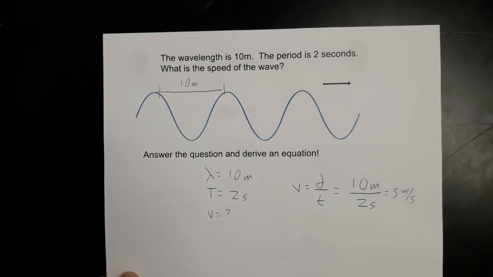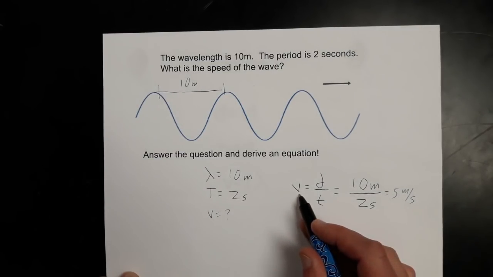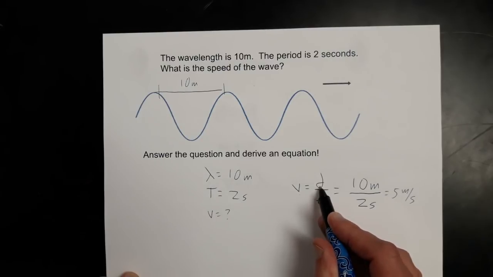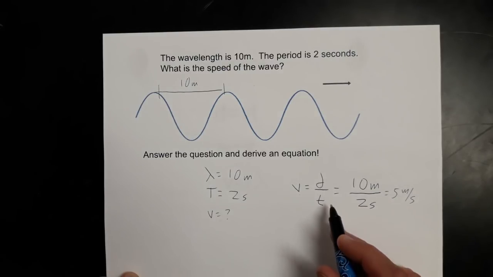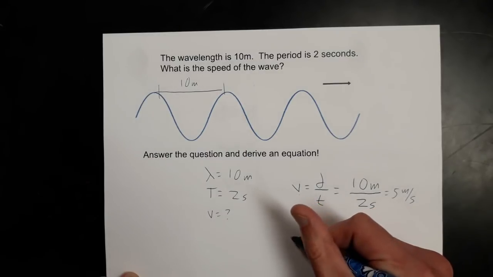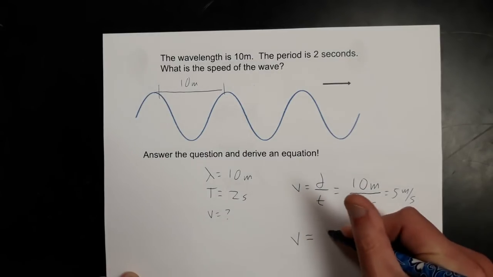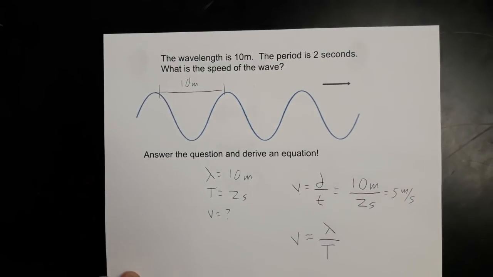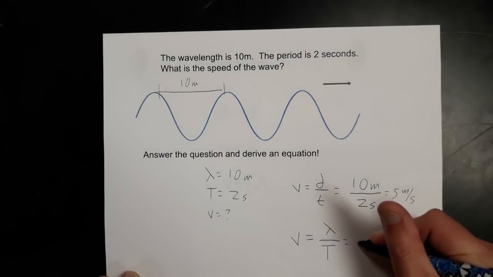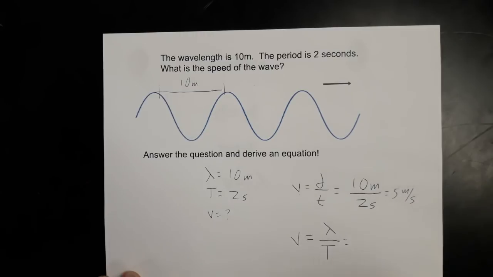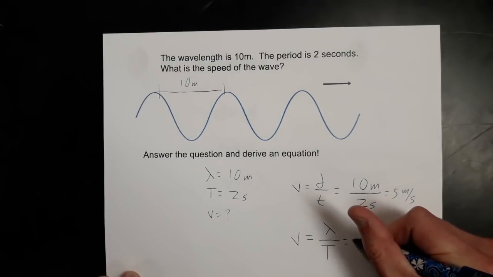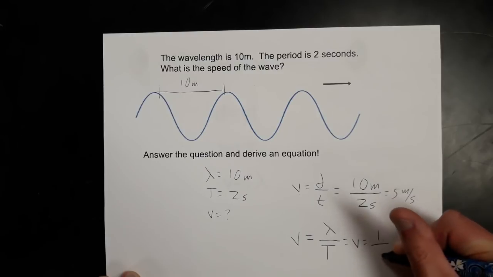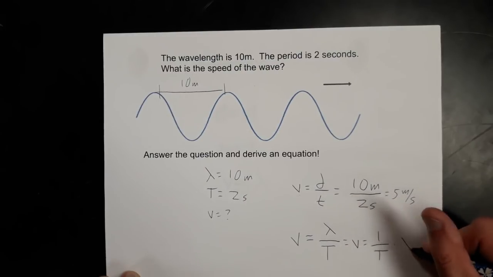Now, let's generalize this. I found the speed by plugging in the wavelength for distance and the period for time. So in general, our formula is v equals wavelength divided by period. Now I'm going to rewrite that in a clever way to simplify this in the way that we're going to see it most often. v equals 1 over the period times the wavelength.